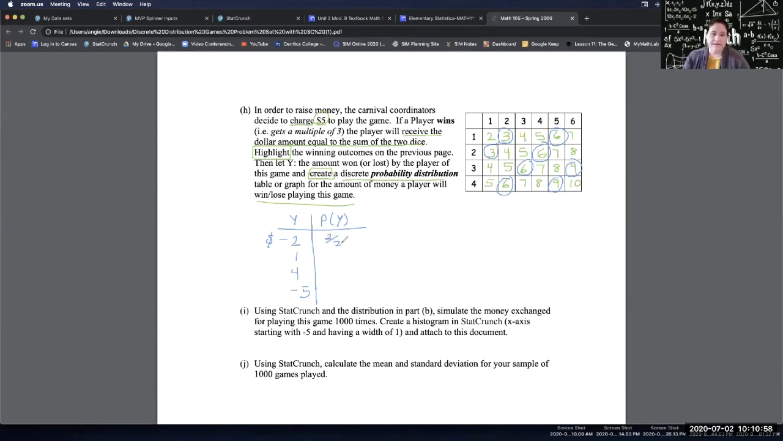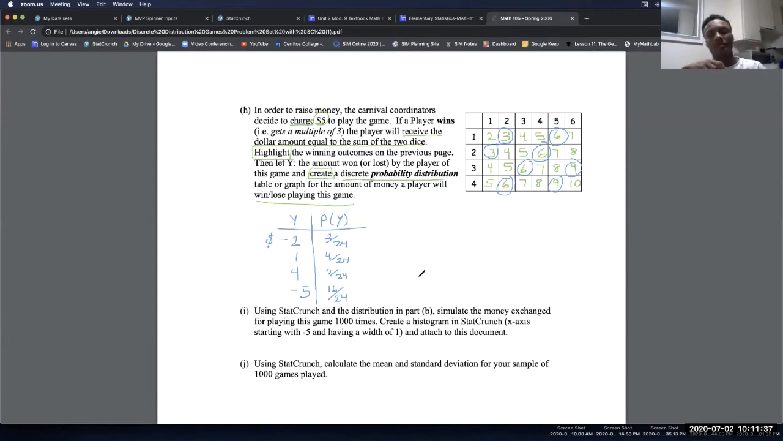And then the 6 is 4 out of 24. And then the 9 is going to be another 2 out of 24. And then the -5 is going to be everything else. So I could just count up everything else, or I could subtract the 2, 4, and 2 from 24, and I get 16 out of 24. Is that okay? I know mine looks like chicken scratch.